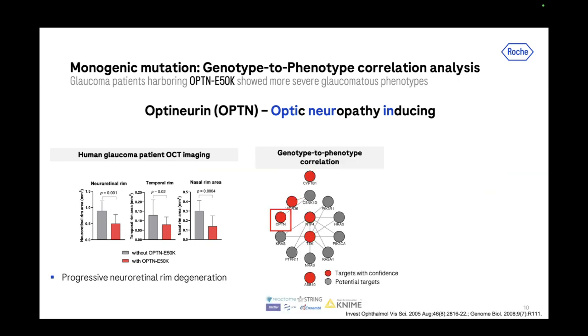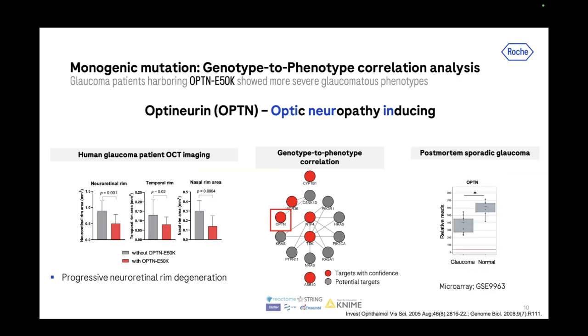Also, from a systems biology perspective, OPTN emerges as a highly confident disease-associated target for glaucoma, and it is centrally located within a glaucoma-relevant regulatory network. Finally, postmortem transcriptomic data shows that OPTN expression is significantly decreased in sporadic glaucoma cases. So the expression of OPTN is altered in glaucoma patients. Altogether, this shows that OPTN malfunction may drive both anatomical and transcriptional changes that make the retina more vulnerable to degeneration.